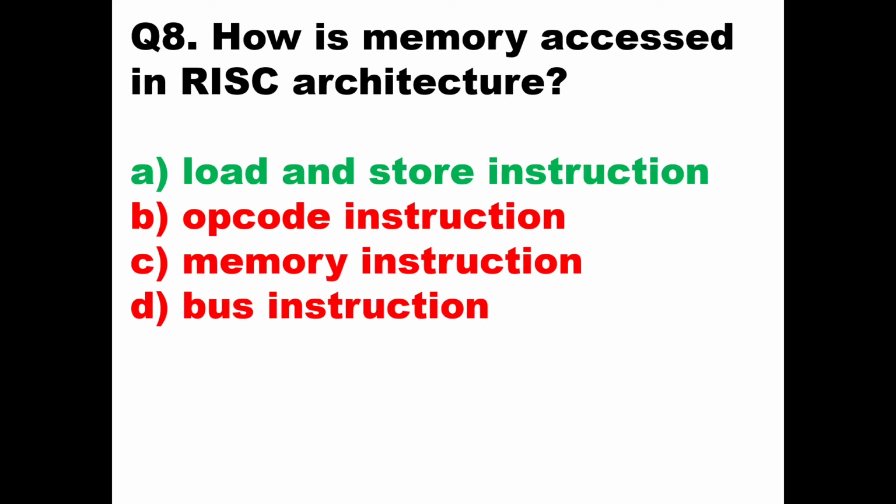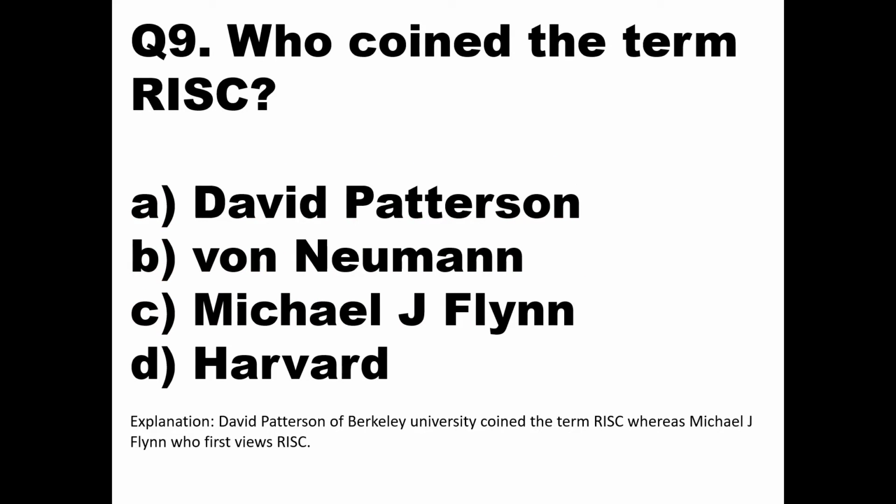So here the answer should be A, load and store. So how is memory accessed? If you want any data from the memory, you have to use load instructions. If you want to store any data in the memory, then you can use store instructions. So load and store instructions. Clear? Then we'll go to the next question.